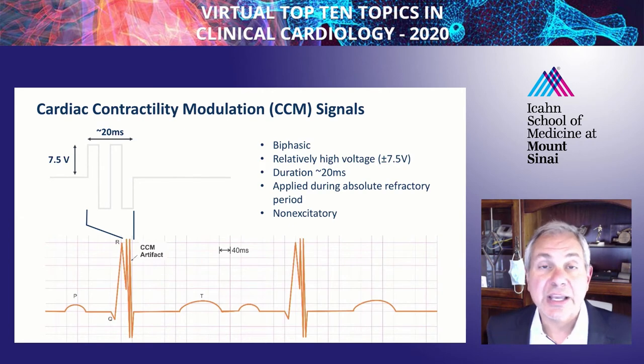First of all, what is cardiac contractility modulation? Shown here are CCM signals, which are relatively high voltage, biphasic electrical signals that are applied to the heart during the absolute refractory period of the cardiac cycle. As such, these electrical impulses are non-excitatory, but they perform a number of favorable effects on the heart that result in an improvement in cardiac contractility, without any increase in myocardial oxygen consumption or work, thus improving the efficiency of the heart as a pump.